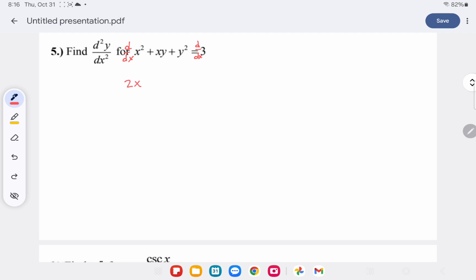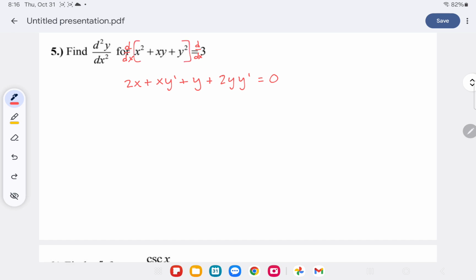The derivative of xy, we have to use the product rule here. So I'll do x times the derivative of y plus y times the derivative of x. And the derivative of x is just 1. Now I need to take the derivative of y squared, which is 2y times y prime. That's the implicit differentiation. And the derivative of 3 is just 0.